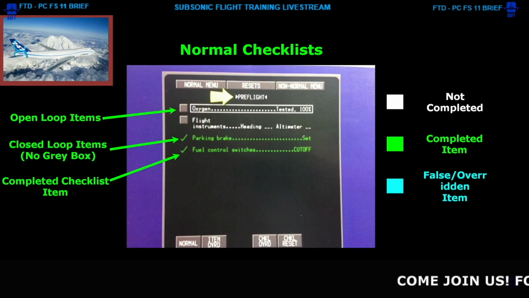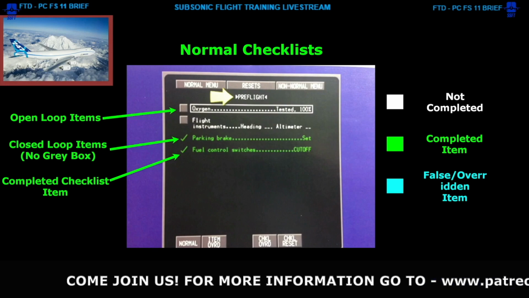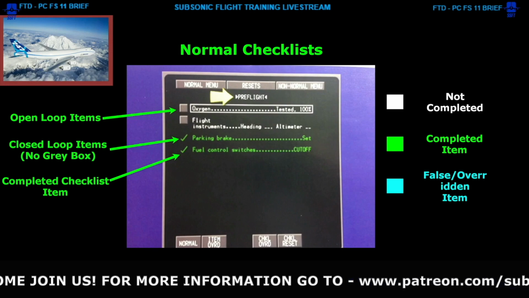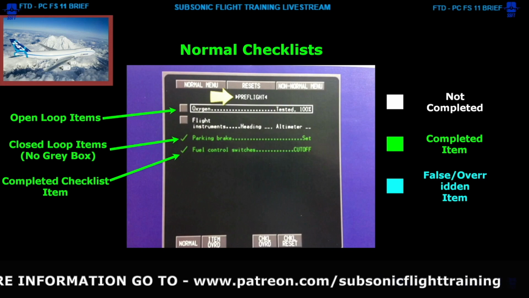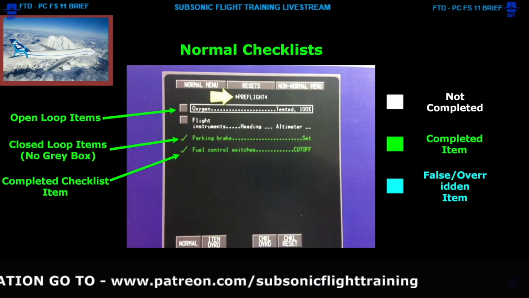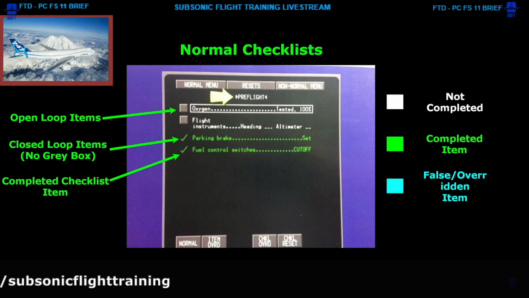If you see gray boxes, like we do next to oxygen, that means that it's an open loop item. Open loop items need to be completed by us. They can't be completed by the airplane itself. The airplane can sense in some cases whether something is true or not true. And if it's true, it can check it off. If it's not true, it cannot check it off.